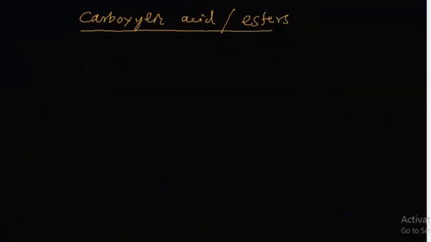Carboxylic acid and esters. No, carboxylic acid and esters, they have the same general formula like CnH2nO2. Carboxylic acid has the functional group like C double bond O OH.